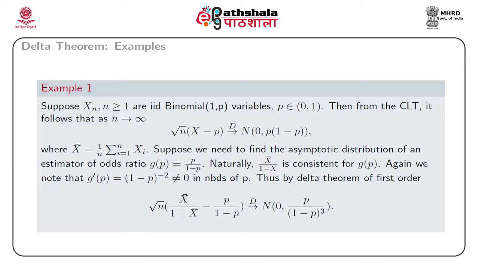Again, we note that the first derivative of g, which is (1 minus p) to the power minus 2, is non-zero in neighborhoods of p. Therefore, we can apply the delta theorem of first order, and this theorem gives that square root of n times (x bar divided by 1 minus x bar minus p divided by 1 minus p) converges in distribution to a normal variable with mean 0 and variance p divided by (1 minus p) cubed.